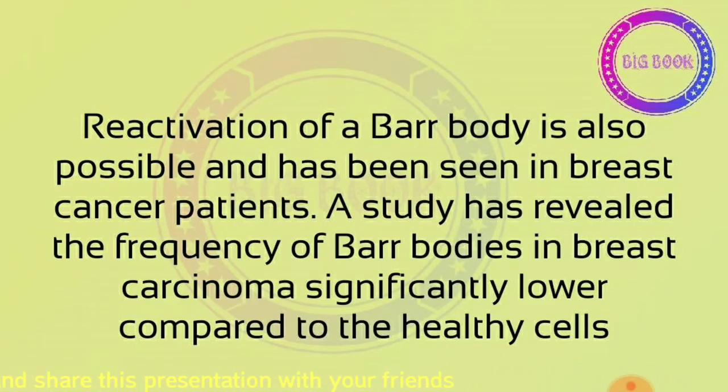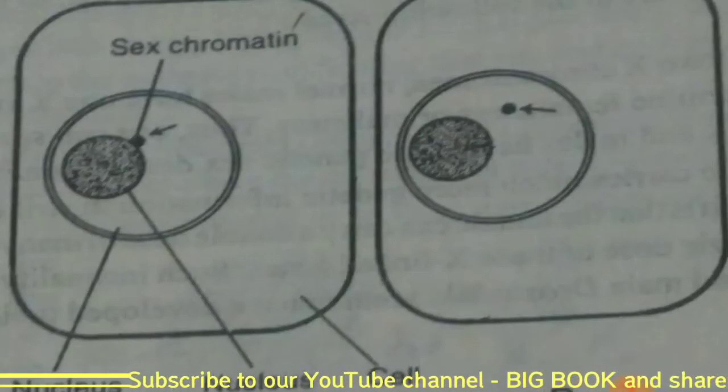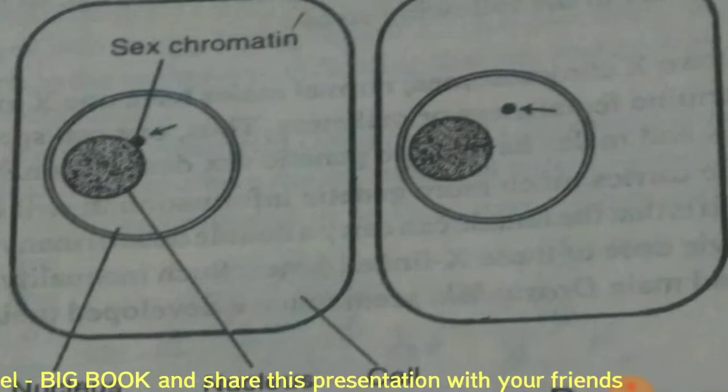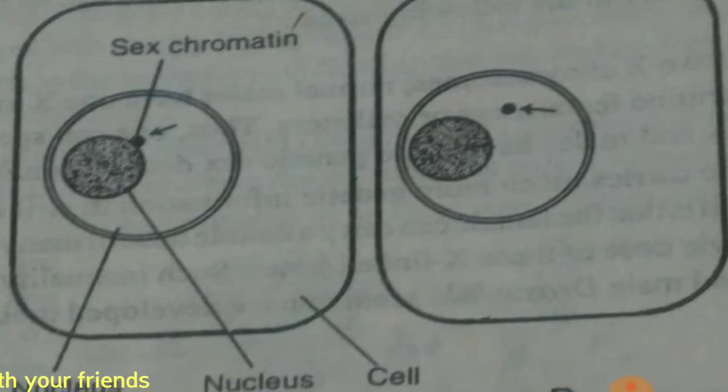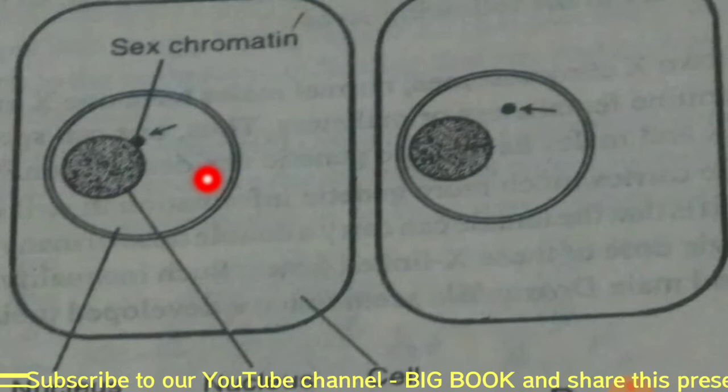So as we have understood, in the healthy cells of females the number, or percentage, of Barr bodies will be high. Compared to these normal females, in the carcinoma patients, that is the breast cancer patients, the Barr bodies will be significantly lower in number. So this is the normal female cell, which is showing the Barr body here and also here.